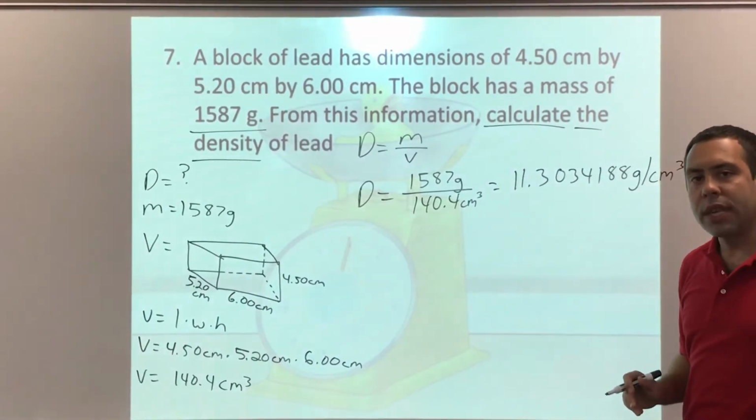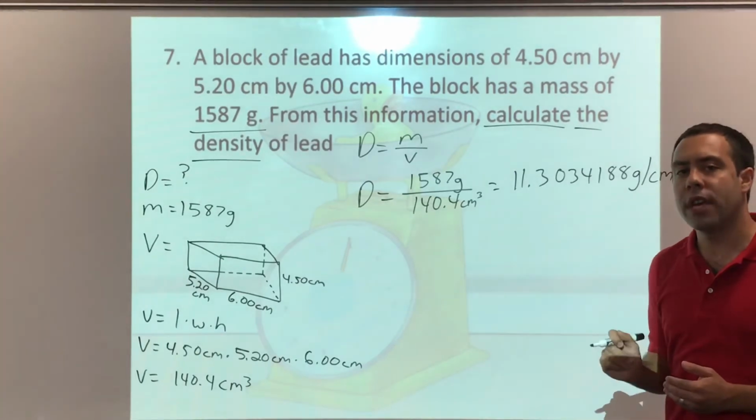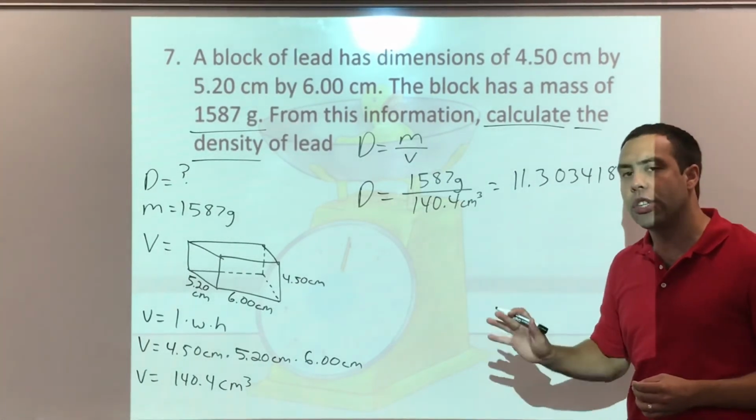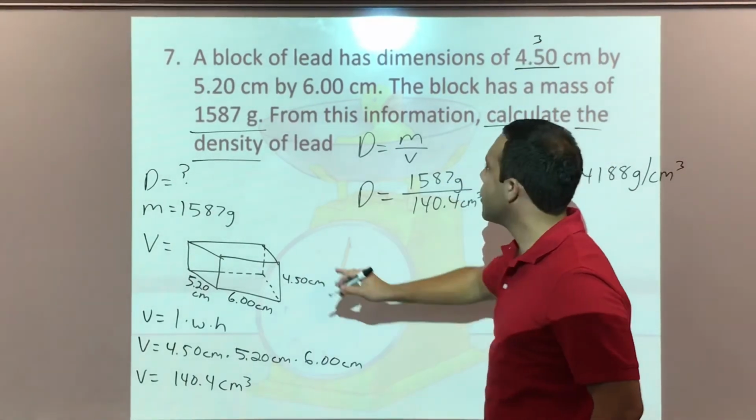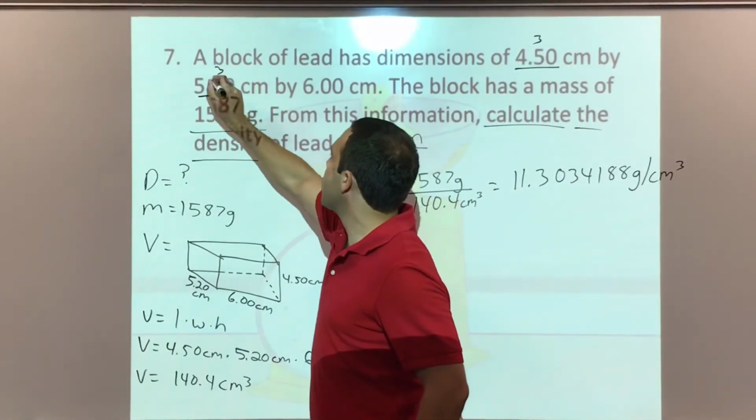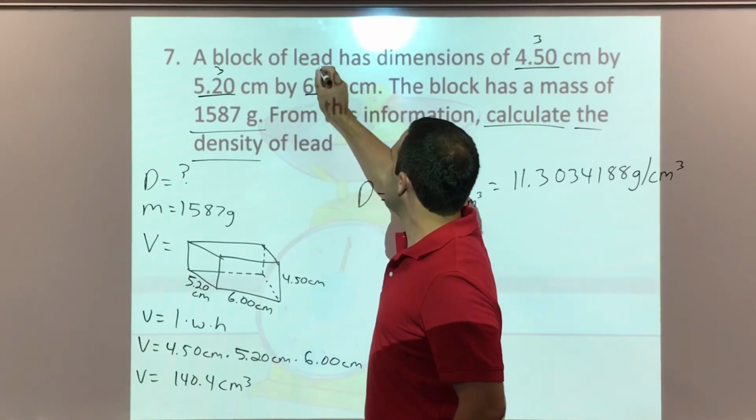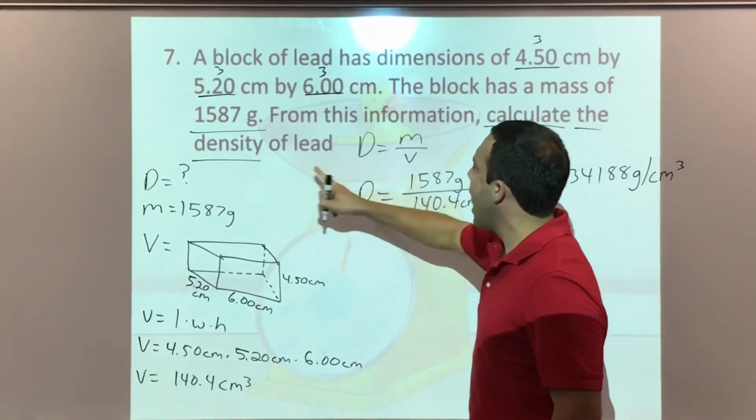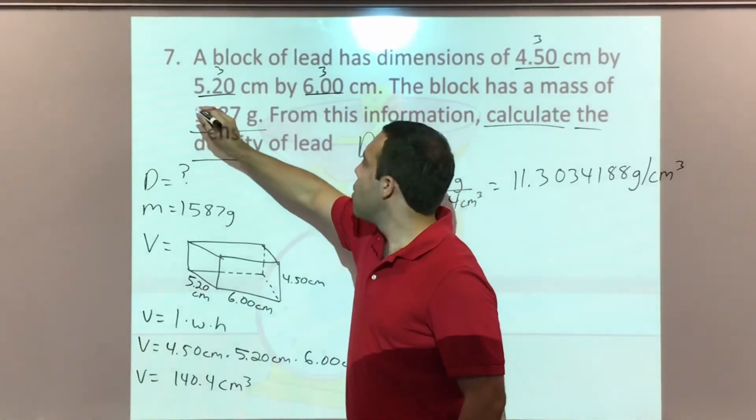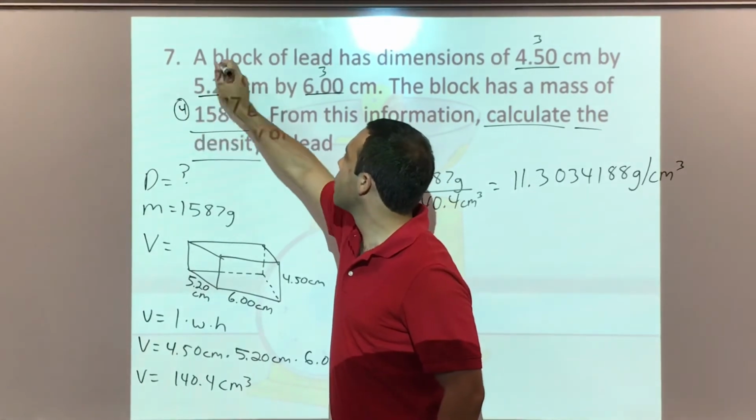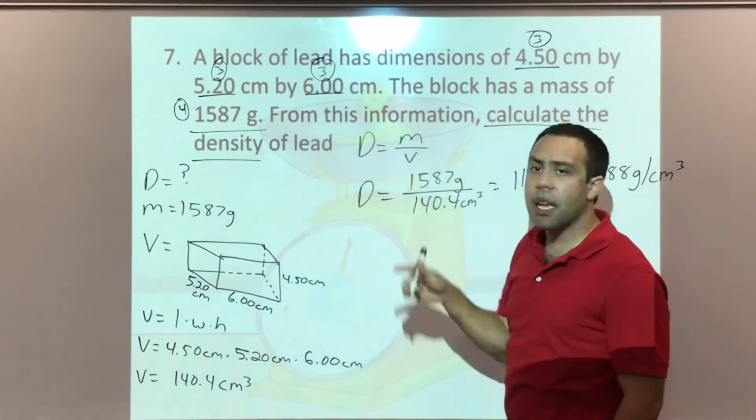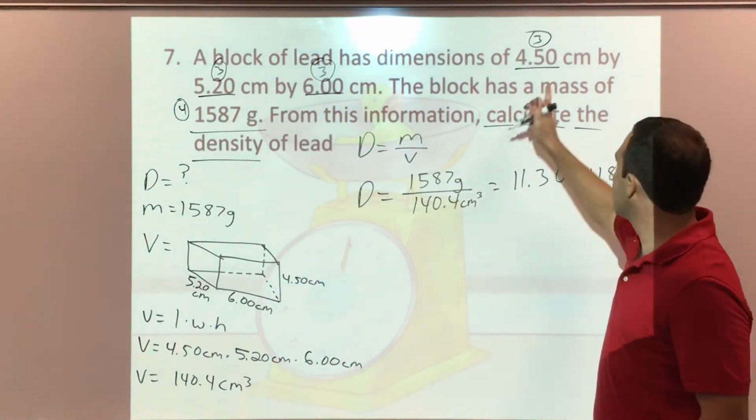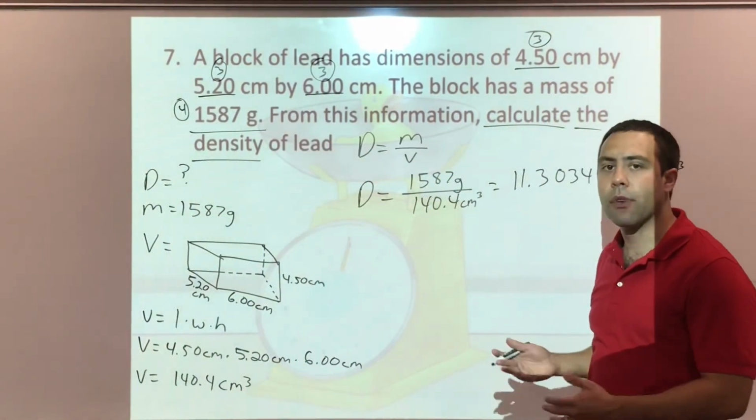The very last thing we need to do is round to the appropriate number of significant figures. For that, we look at the original numbers only. So 4.50, that's three significant figures. 5.20, three significant figures. 6.00, three significant figures. And 1,587 will have four significant figures. So out of all the numbers, the least number of significant figures is 3, by the three measurements for volume.